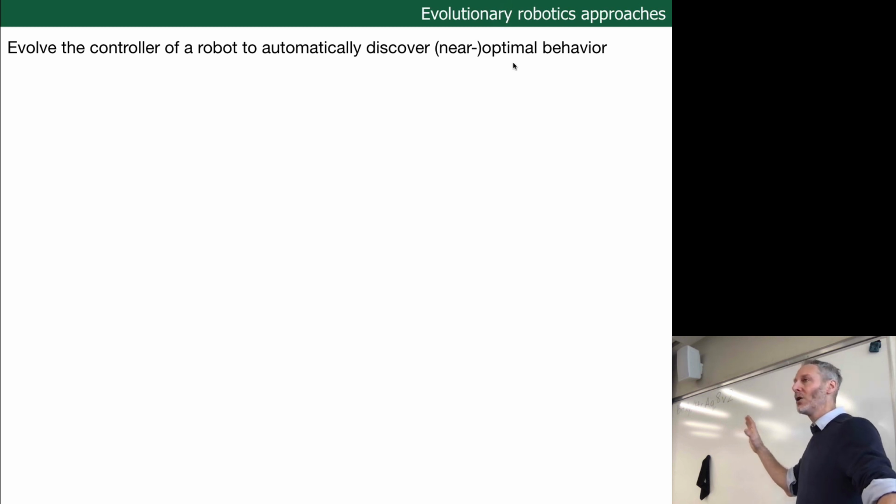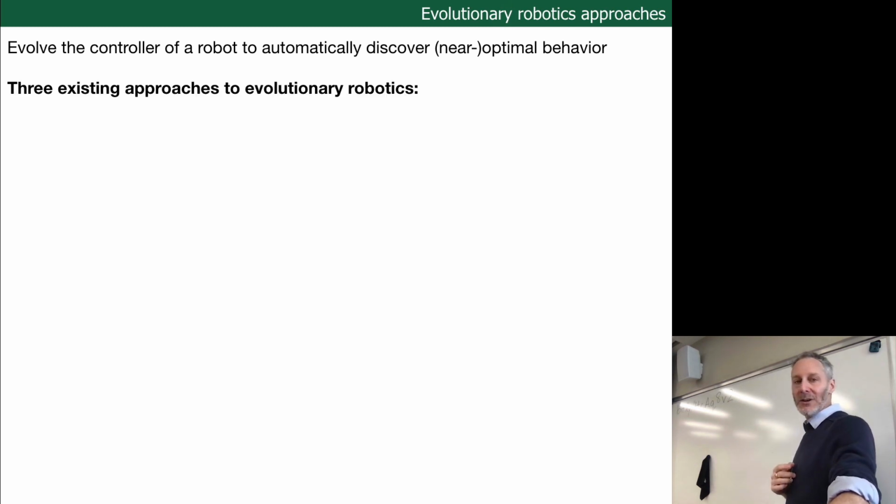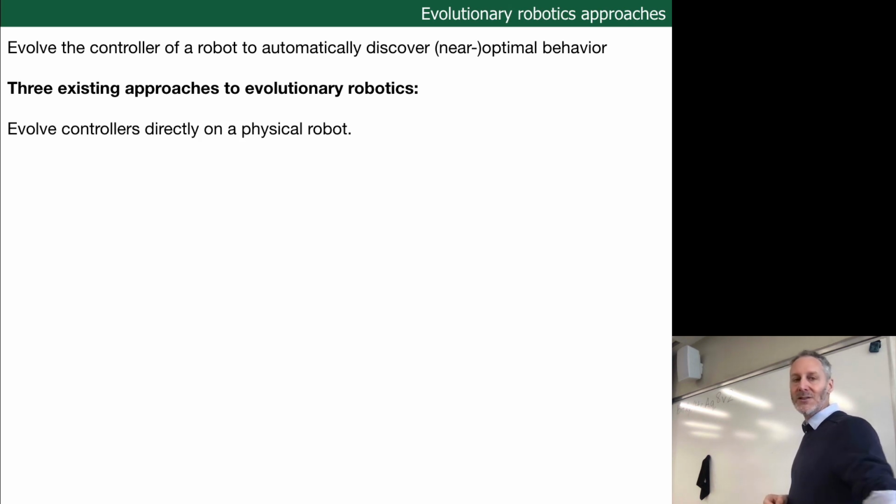We never know whether the evolutionary process has found optimal behavior. We just hope that it's getting better and better. How do we go about doing this? At the time, there were 3 existing ways to do this. Evolve controllers directly on the physical robot. Obviously, the first experiments that we saw in this field, that's what they did, because there was no other way to do it at the time. There was just the physical robot.